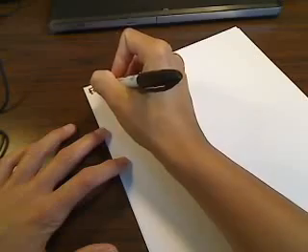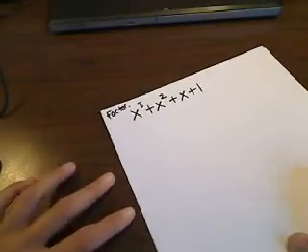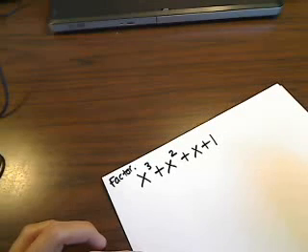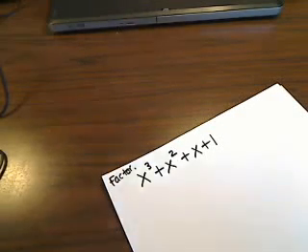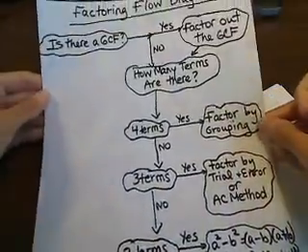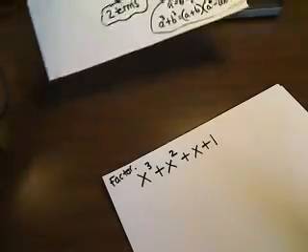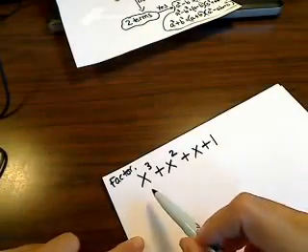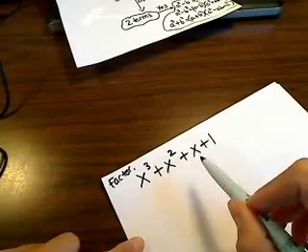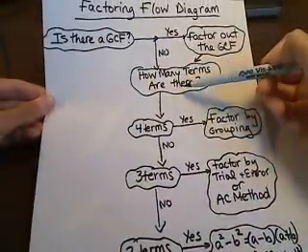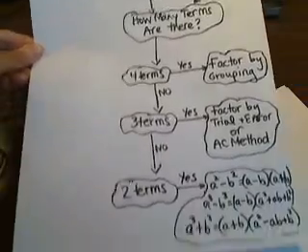Okay, same directions, factor. We're looking at, ooh, can you see that? Okay, there we go. X cubed plus x squared plus x plus 1. And there's a reason I keep going back to this thing, because it's helpful. Is there a greatest common factor? And if we look at the problem, throughout all 4 terms, there isn't a greatest common factor. Okay, so we're going to say no. We go down, ask how many terms are there. There's 4 terms, so we're factoring by grouping.